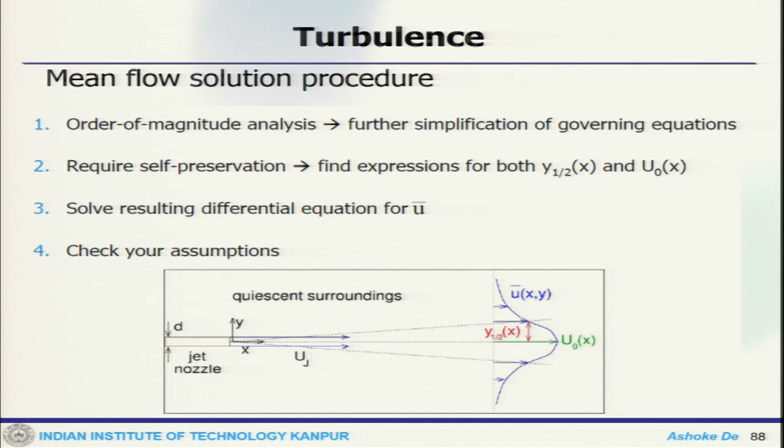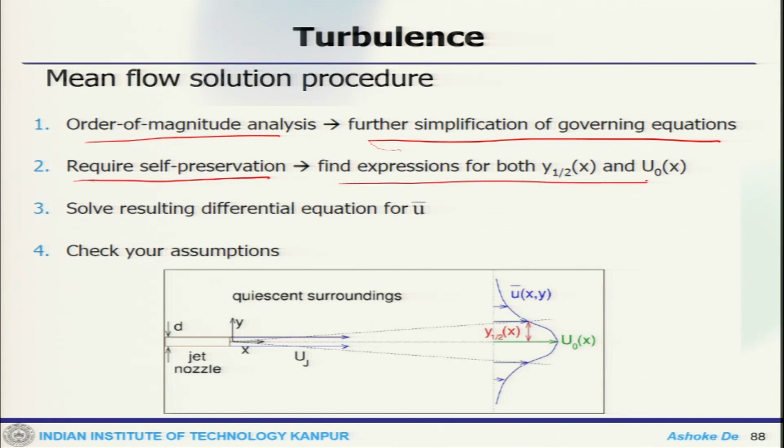For the mean flow solution procedure, we will do an order of magnitude analysis. Then we can further simplify the governing equations. Then we require self preservation and find expressions for both the half width and the u naught, and then we can solve the resulting differential equations, and we can check the assumptions that we had.